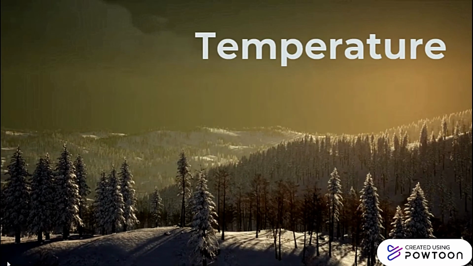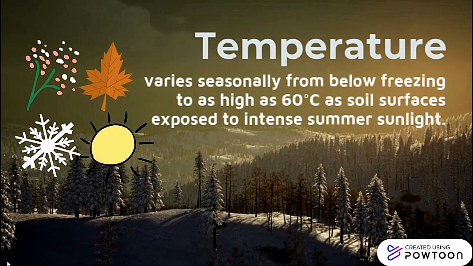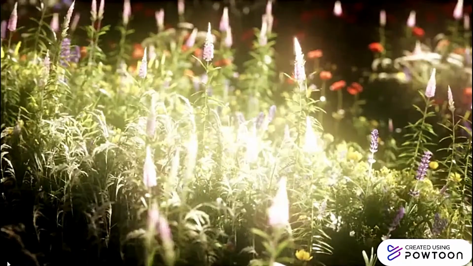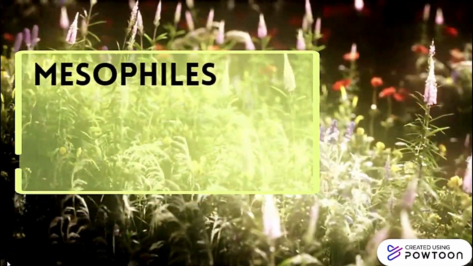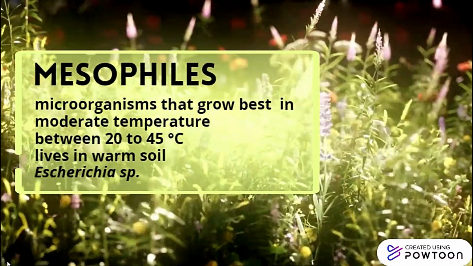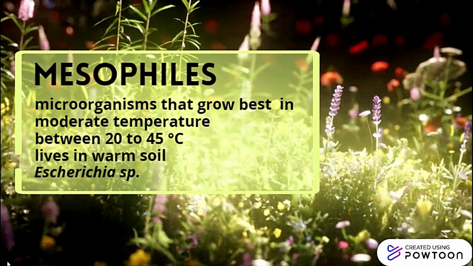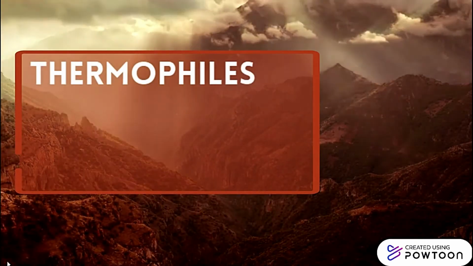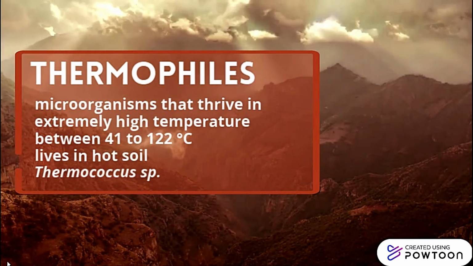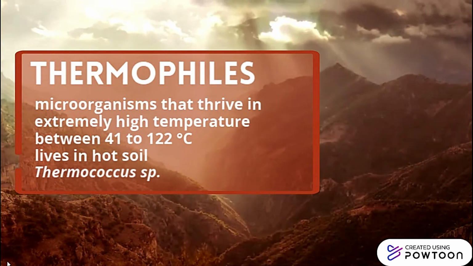Last, temperature. Temperature varies seasonally from below freezing to as high as 60 degrees Celsius as the soil surface is exposed to intense summer sunlight. Mesophiles are microorganisms that grow best in moderate temperatures between 20 and 45 degrees Celsius. They live in warm soil, for example, Escherichia species. While thermophiles are microorganisms that thrive in extremely high temperatures between 41 and 122 degrees Celsius. They live in hot soil, for example, Thermococcus species.